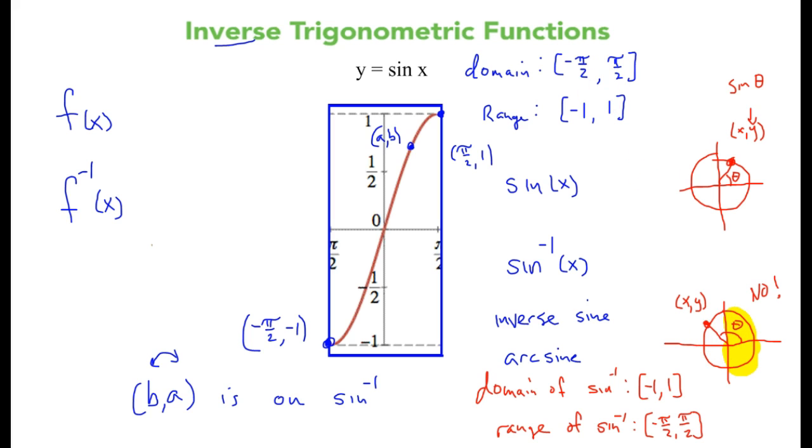Well, what would it give me? Well, look at the drawing. I give it a y coordinate somewhere between negative 1 and positive 1 because those are the only possible y coordinates, and it spits out the angle between negative pi over 2 and positive pi over 2 that has that y coordinate. So does this y coordinate exist anywhere else? Yes, it exists over here.